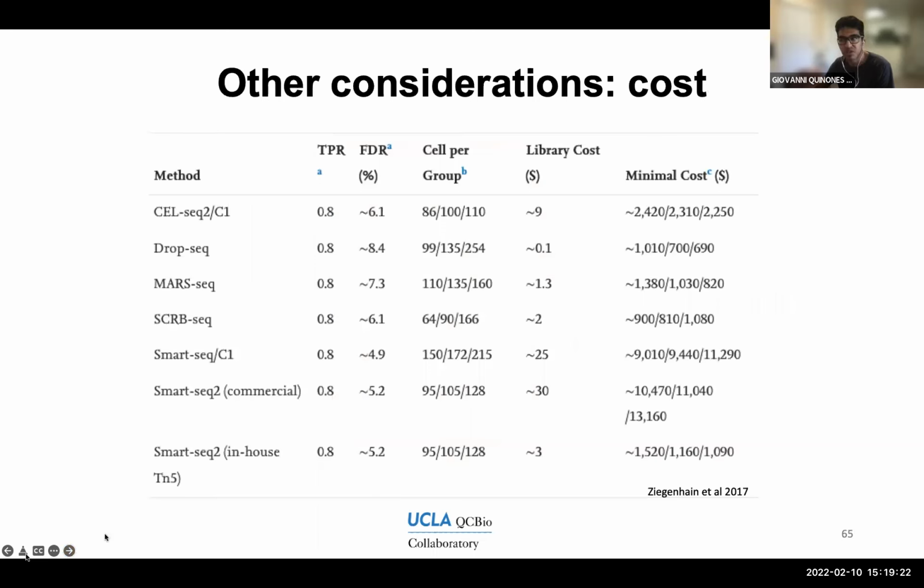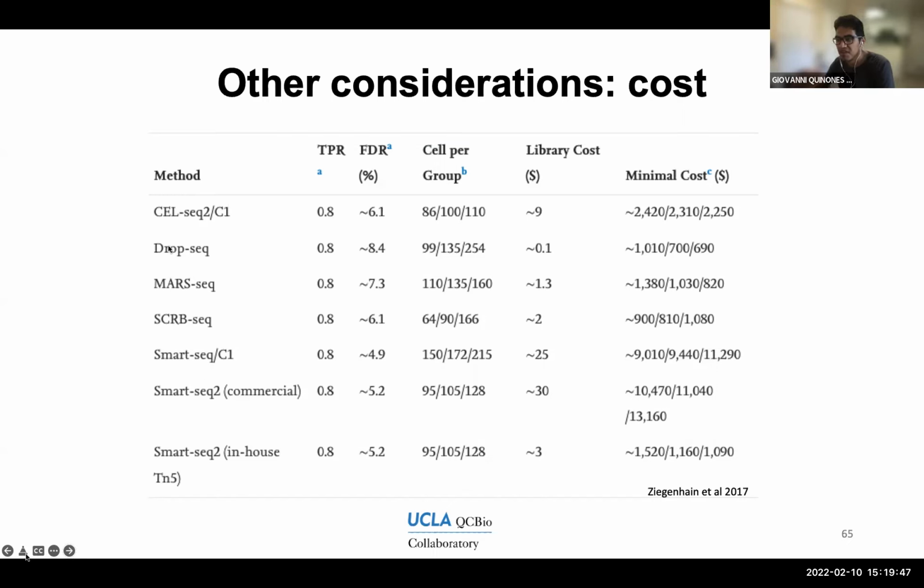Yeah, so I also wanted to talk about another consideration, which is a very important consideration, which is cost. So how much does it cost to sequence single cells, and how much money should I spend in order to get a good amount of data? So this study put together some numbers.